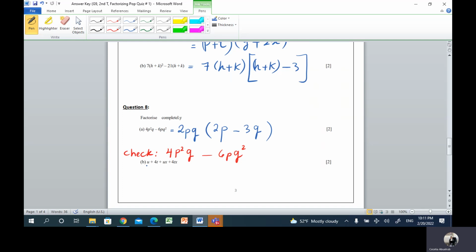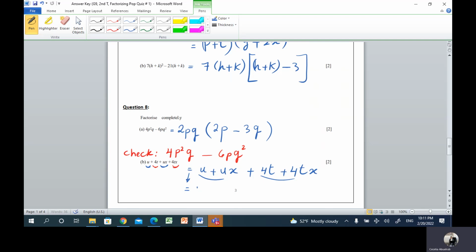We're going to take this term, the u and the ux, and then the 4t and the 4tx. So it's like we are reorganizing the terms. So u plus ux, and then plus 4t plus 4tx. Both expressions are equal to each other, but we just reorganize them so that we can factorize every 2 terms together.